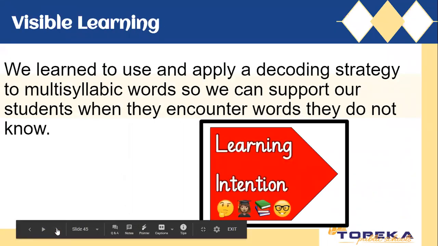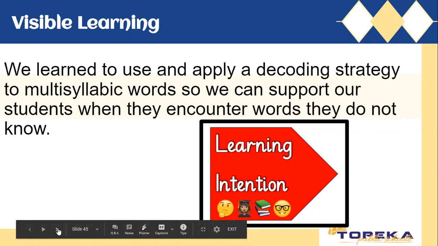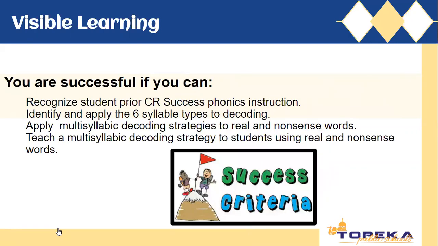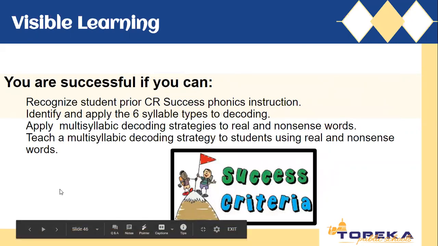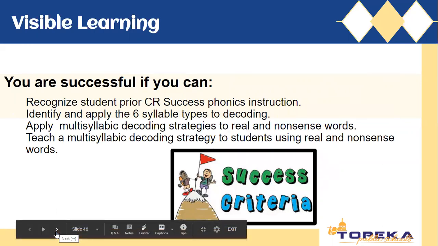So let's review our learning intention for today. Today, we learned to use and apply a decoding strategy to multisyllabic words so we can support our students when they encounter words they do not know. You are successful if you can recognize that students had prior instruction and see our success, when you can identify and apply the 6 syllable types to decoding, when you can apply multisyllabic decoding strategies to real and nonsense words, and when you can teach the spot and dot decoding strategy to students.